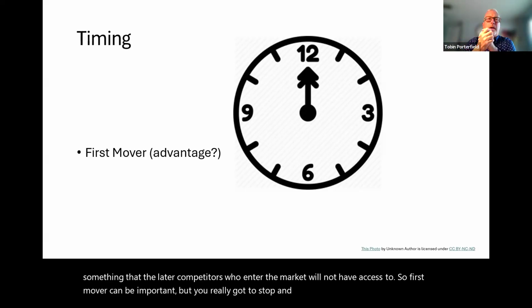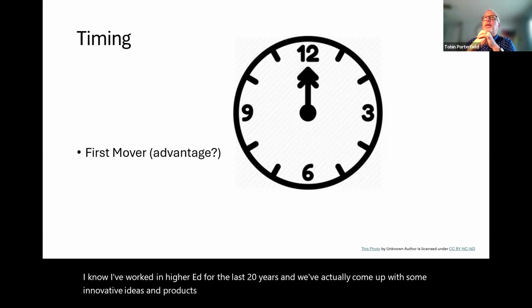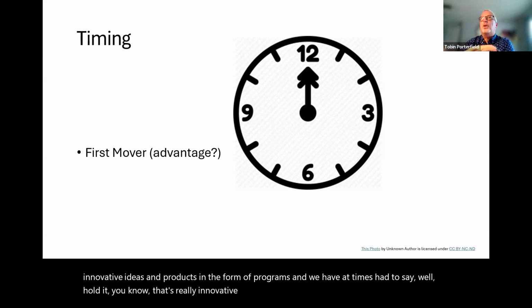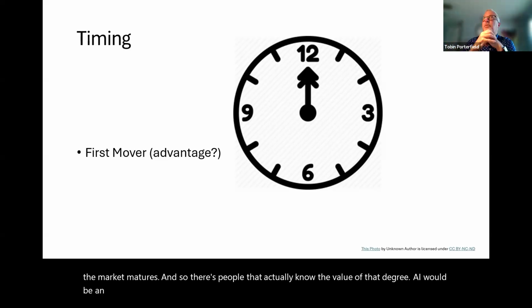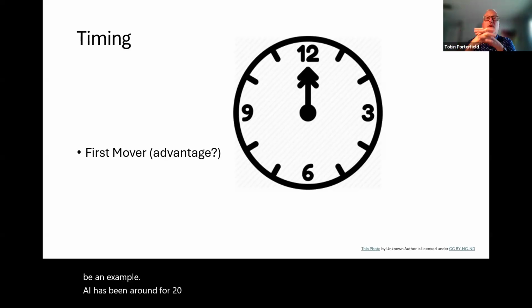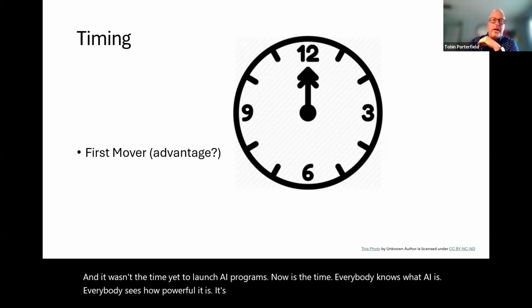I know I've worked in higher ed for the last 20 years, and we've actually come up with some innovative ideas and products in the form of programs. And we have at times had to say, well, hold it, that's really innovative, but there is no market for it yet. We need to wait until the market matures, and so there's people that actually know the value of that degree. AI would be an example. AI has been around for 20 years. We called it machine learning back in the day. And it wasn't the time yet to launch AI programs. Now is the time. Everybody knows what AI is. Everybody sees how powerful it is. It's matured. So timing is important.